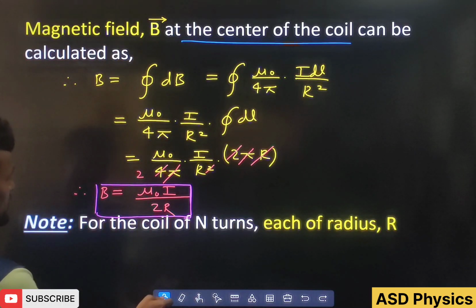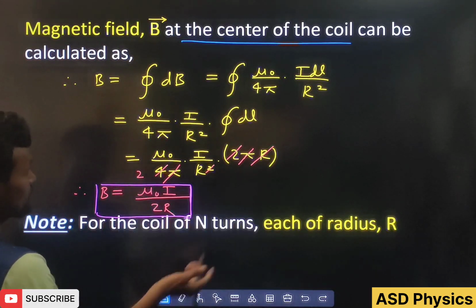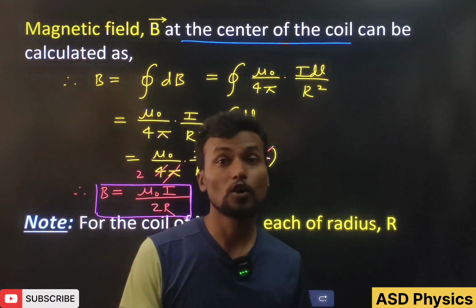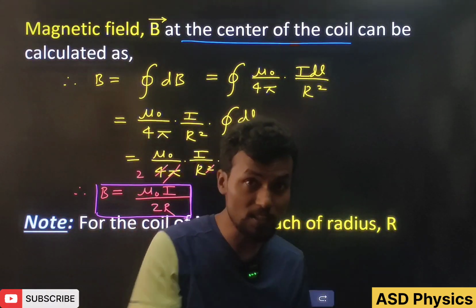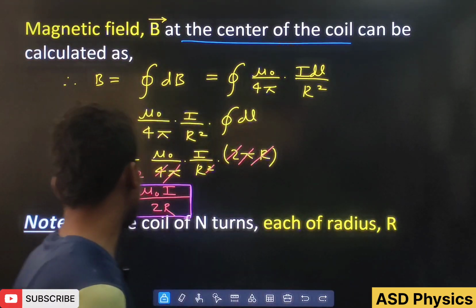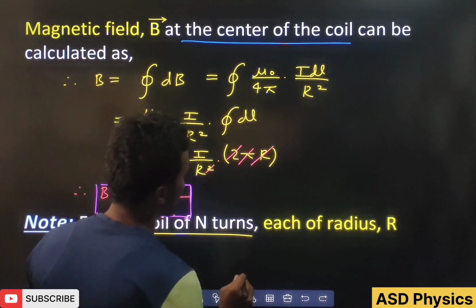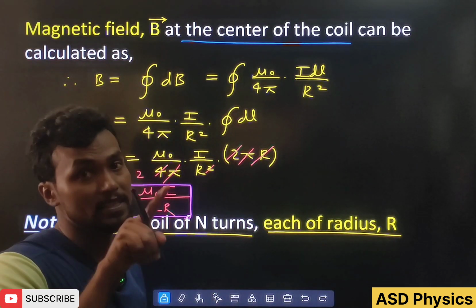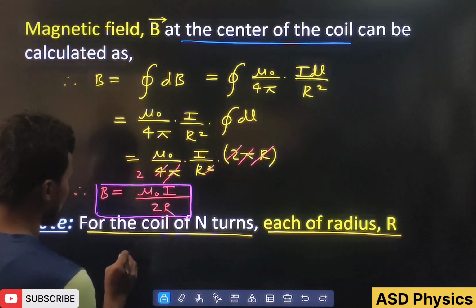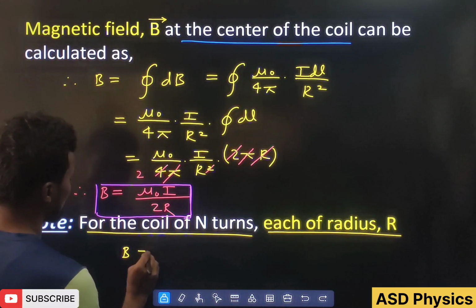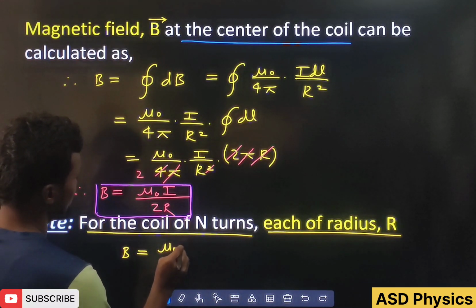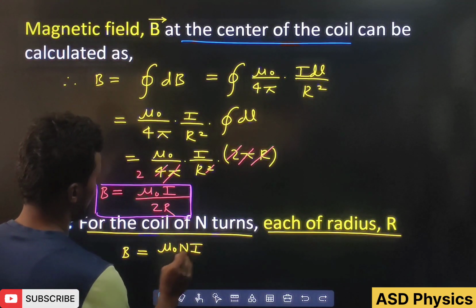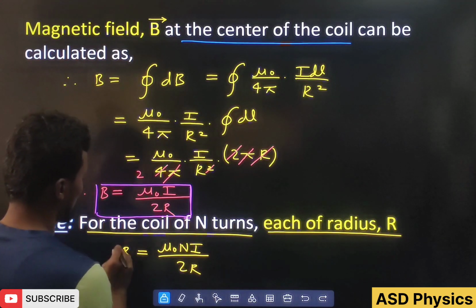Okay. Now students, after that here, as nothing was mentioned, so how many turns was there? How many turns was there? Only single turn. But if in case for the coil of n turns, each of radius r, each and every turn is having radius r and number of turns are n. So in this situation, remember that here, this magnetic field will be multiplied by n times. So mu naught n I by 2r, okay?